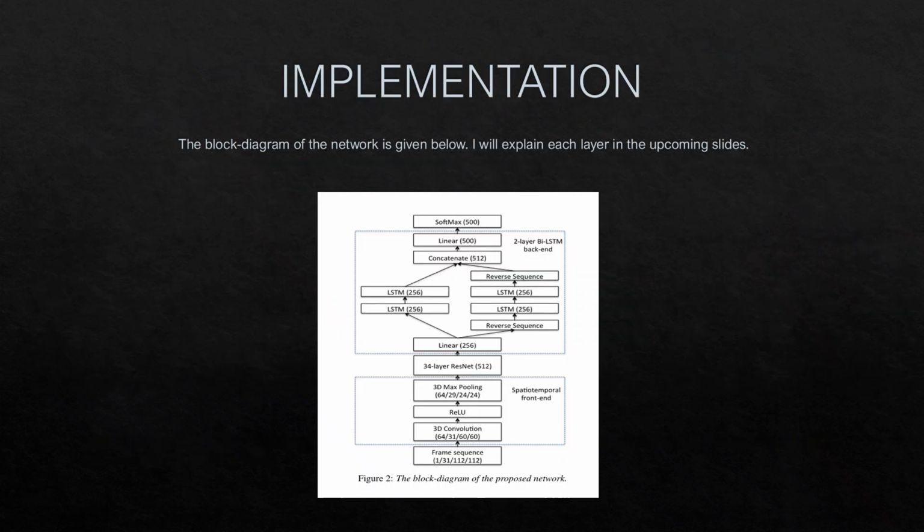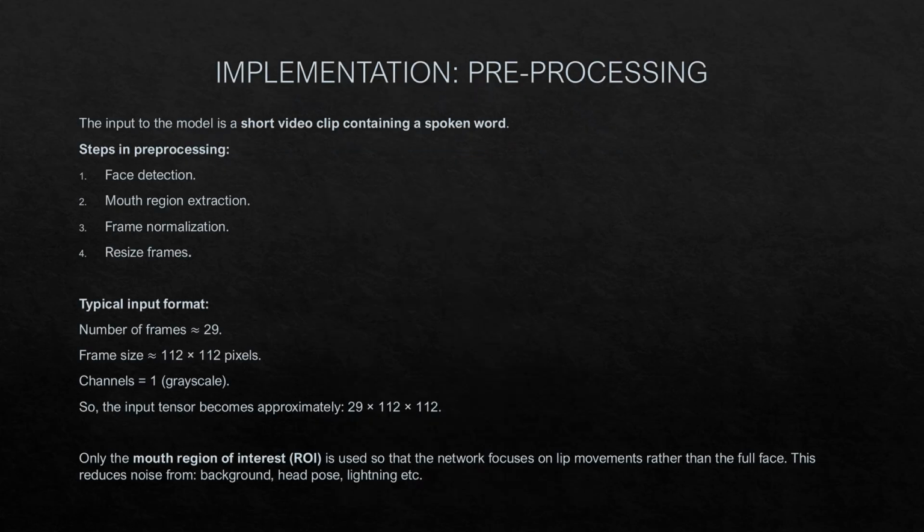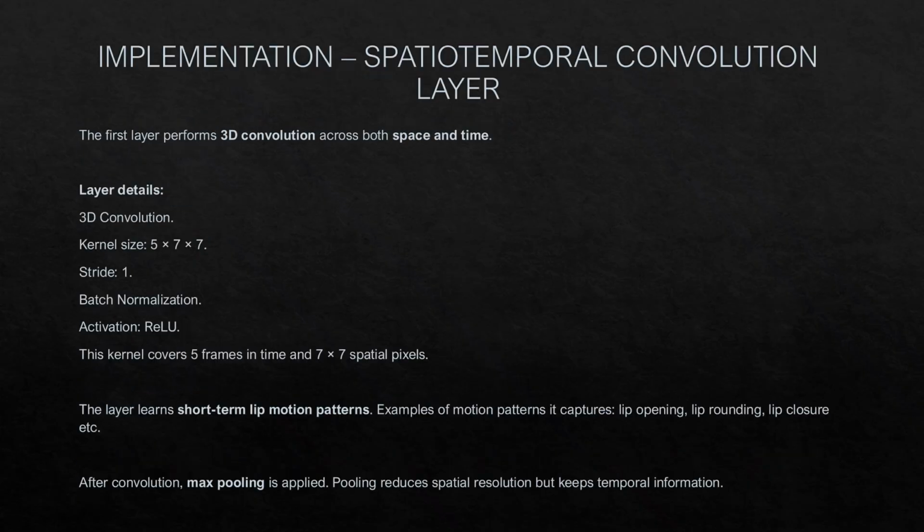The implementation process is shown in the block diagram. The first step in the implementation process is pre-processing. There are 4 steps in pre-processing: face detection, mouth region extraction, frame normalization, and resizing of frames. Only the mouth region of interest is used so that the network focuses on lip movements rather than the full face.